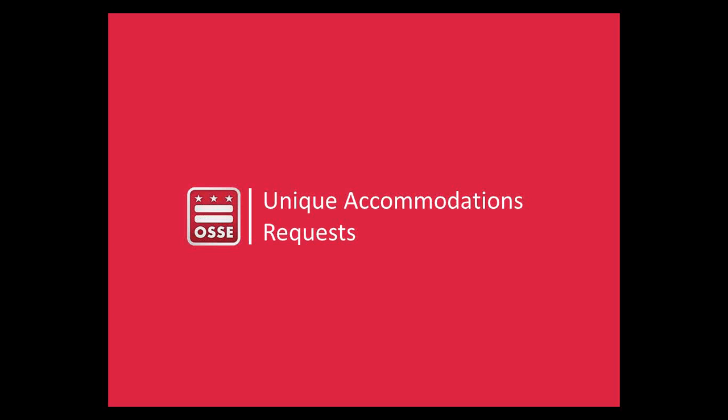Okay, unique accommodations requests. This means it is a request for an accommodation that is not listed in SEDS' EASY IEP, because the ones in SEDS are the standard list of accommodations that OSSE has approved for use in the District of Columbia for students who are eligible. If it's anything else, you have to get permission from OSSE to be able to use that accommodation, because OSSE has to consider whether or not it compromises the integrity and validity of the test.